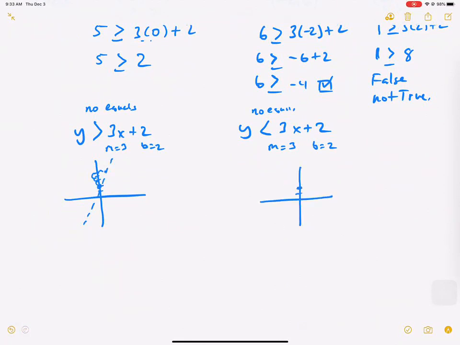1, 2, put a dot. Then we count 1, 2, 3 over 1. That's my slope. And we're drawing a dotted line because we're not equal to it. So be careful that we're not equal to it.